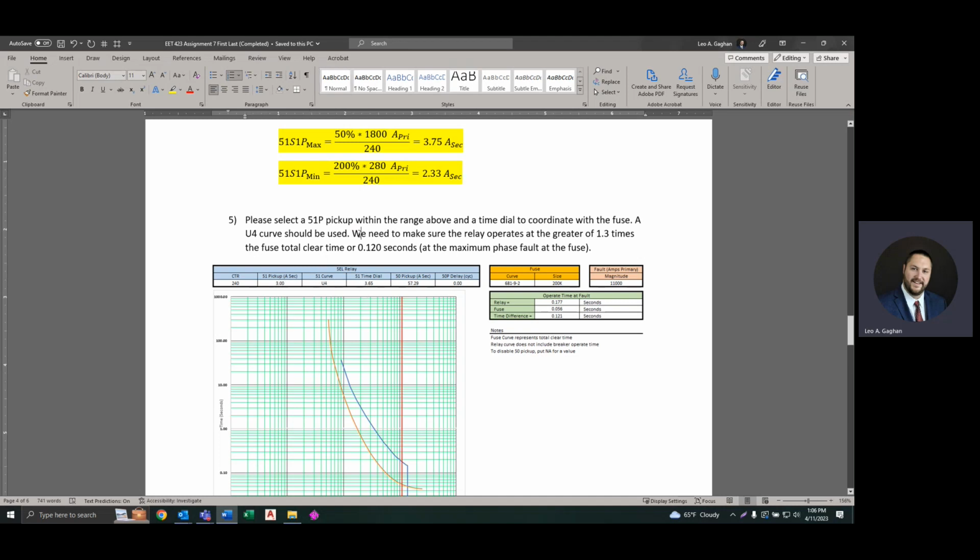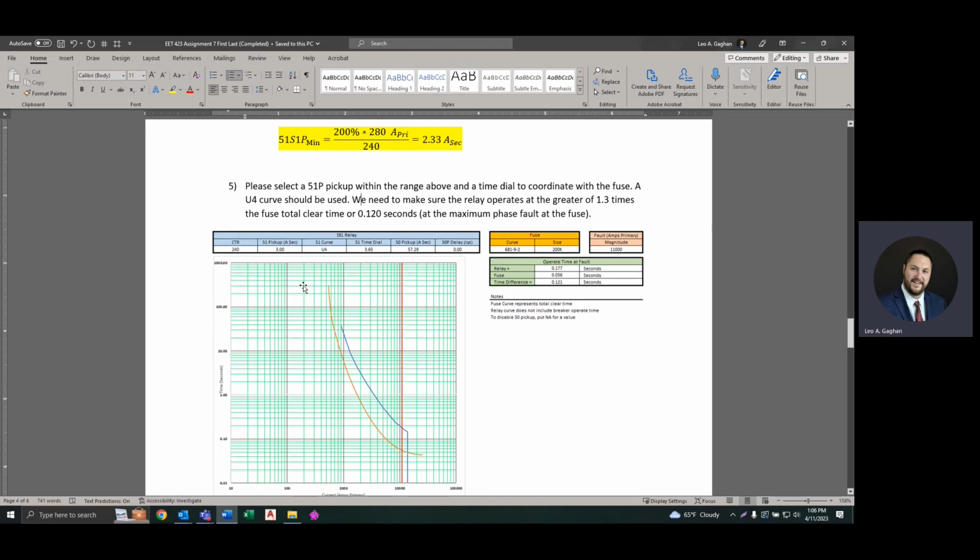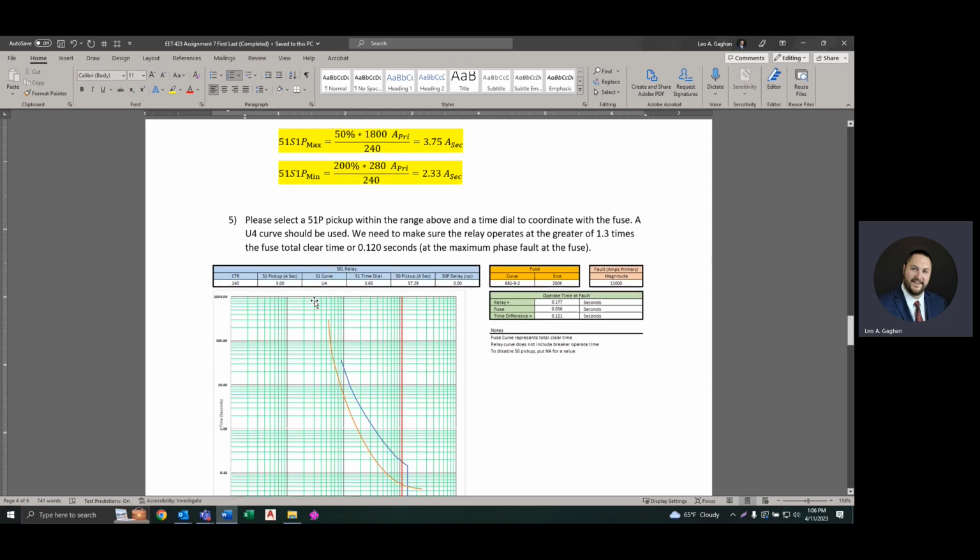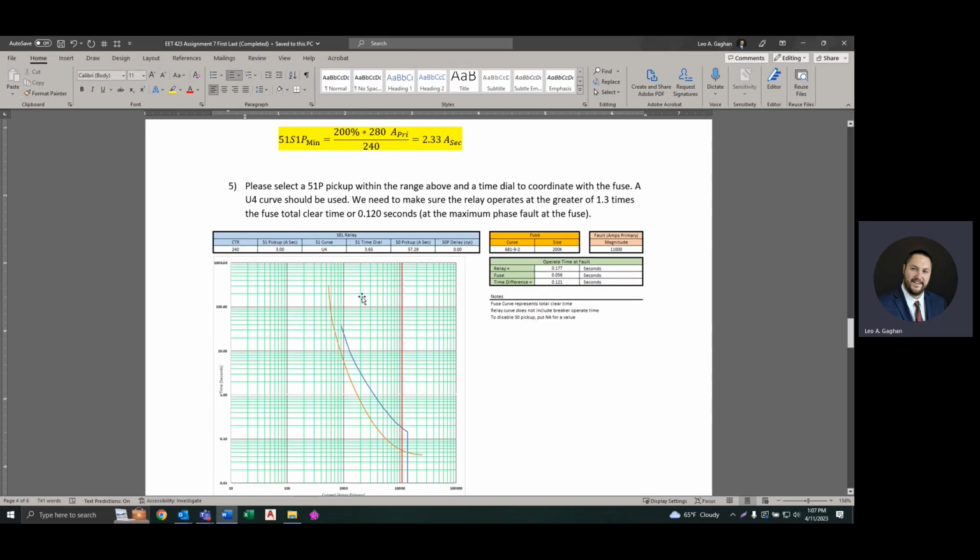So we can see, I set mine here. There's more than one acceptable answer, but this is the one that I had. I chose a pickup of 3, kind of right in the middle there. It's a clean number, but like I said, 3.5 would have been fine, and 2.5 would have been fine. Anywhere in that range would have been fine. But for this example, I picked 3. And then I chose my time dial as 3.65.